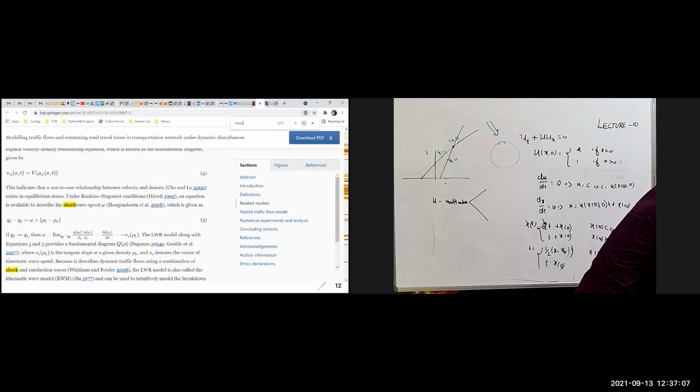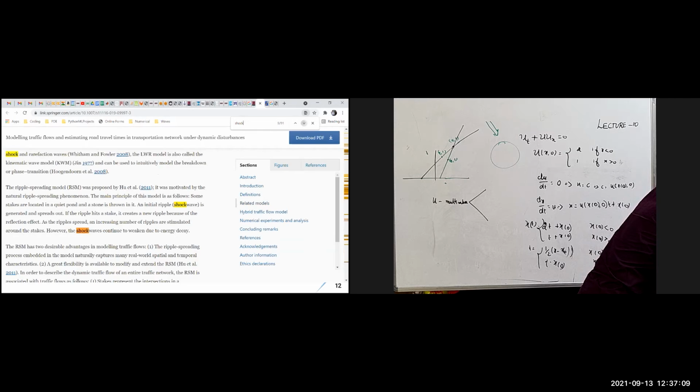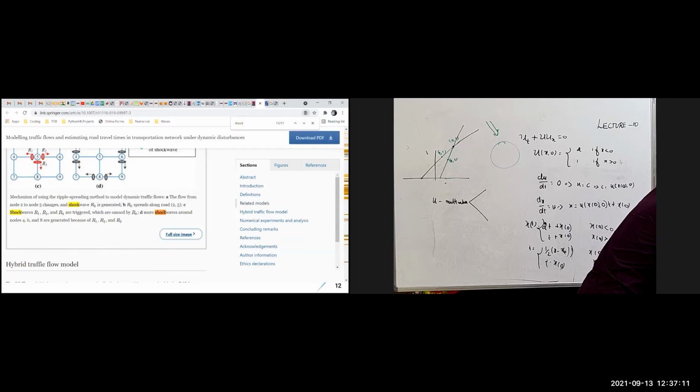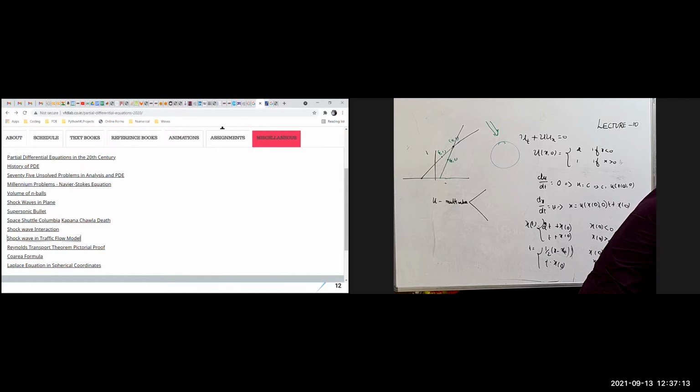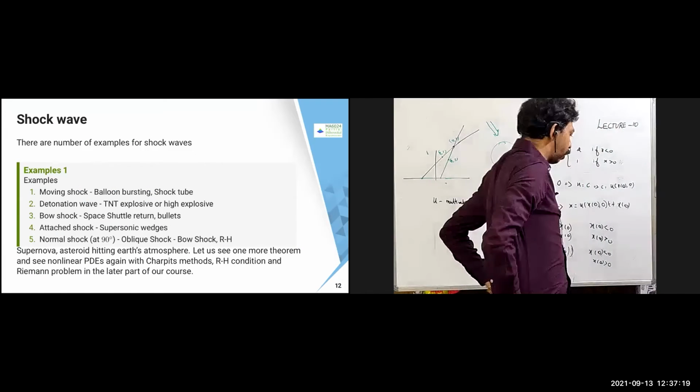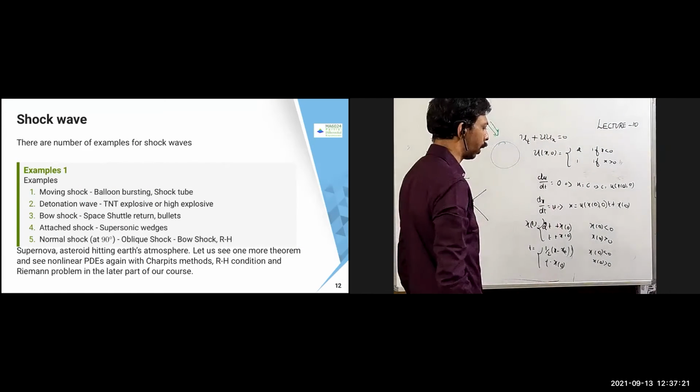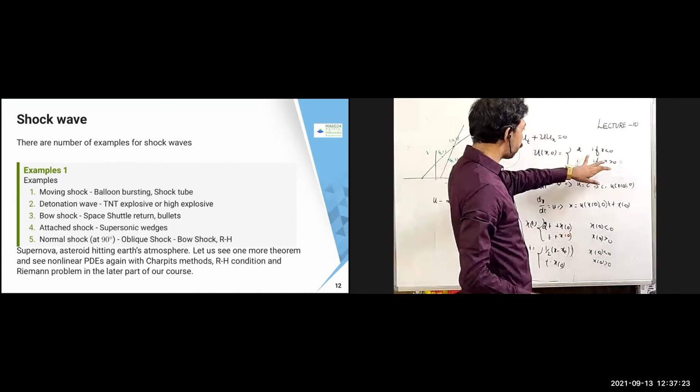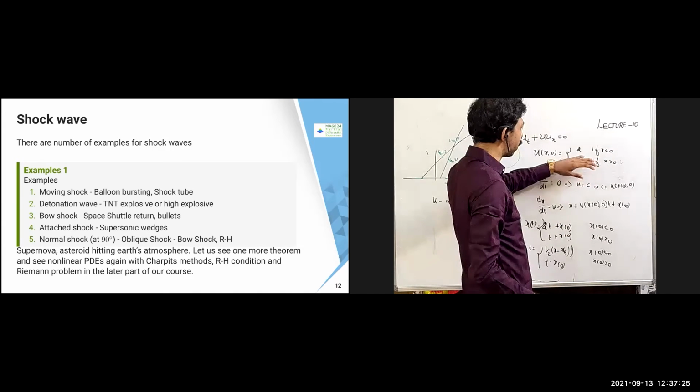There are plenty of keywords you can see there. So these are all the important applications of shock waves, which is still an emerging hard research topic where you can solve some of the problems. Because of this discontinuity, not only this kind of discontinuity.